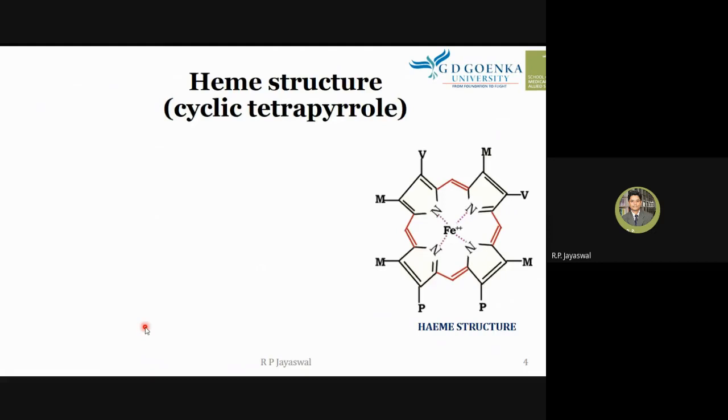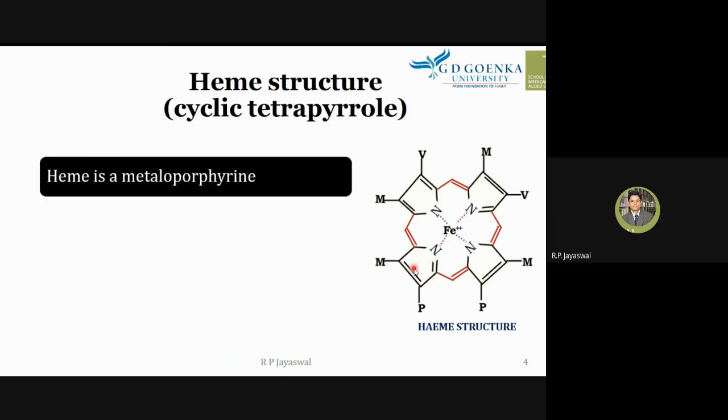Now we are going to learn the heme structure. A single heme molecule is a cyclic tetrapyrrole. There are 4 pyrrole rings, 1, 2, 3, 4, and this tetrapyrrole ring is a cyclic structure. We define heme as a metalloporphyrin. Why are we saying metalloporphyrin?